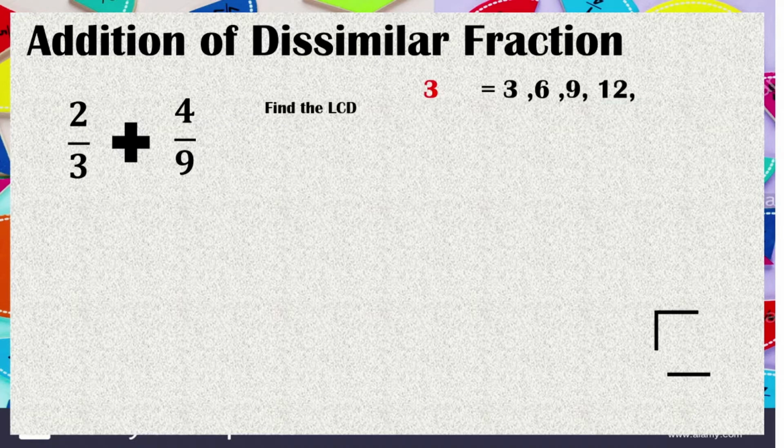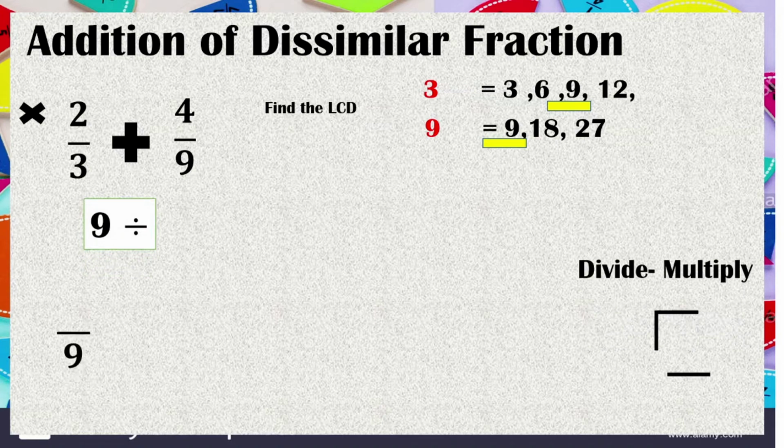3, 6, 9, 12. And 9, 18, and 27. Now, what is the LCM or LCD? Okay, so we have 9. So, that is the least common denominator or least common multiple of 3 and 9. Ano ang gagawin kay 9? Siya na yung magiging denominator natin. So, yan na ang dalawang denominator natin.